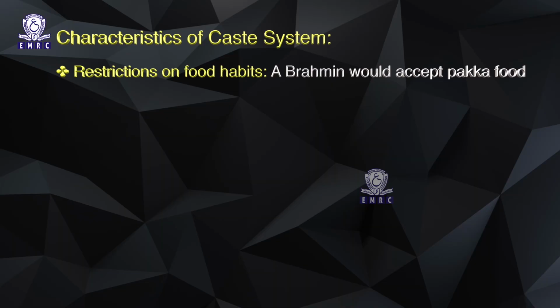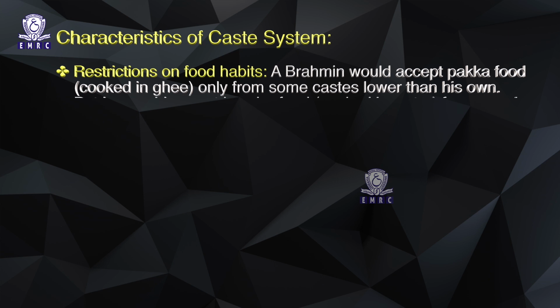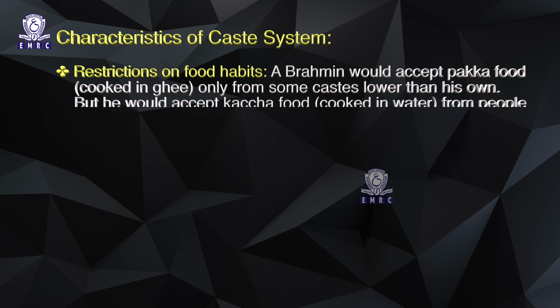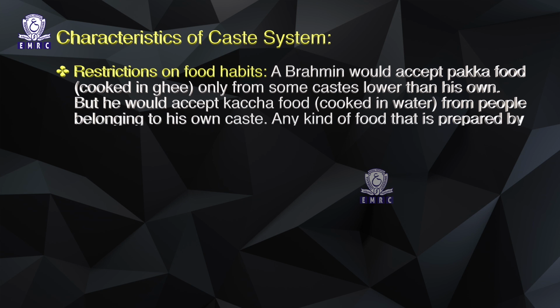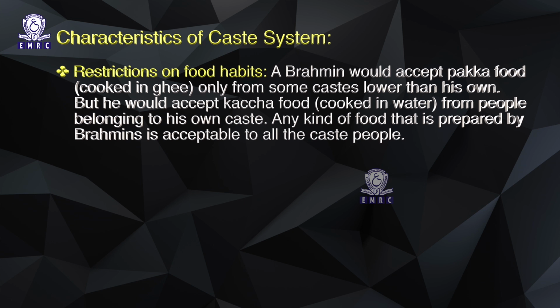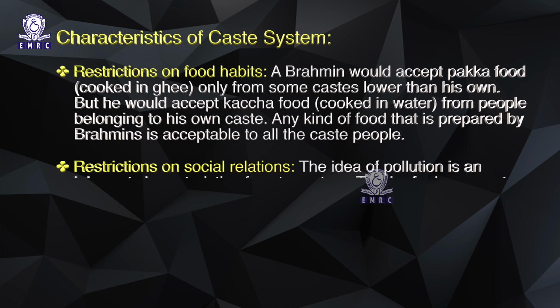A very important characteristic of caste is restrictions on food habits. A Brahmin would accept pakka food, that is food cooked in ghee, only from some caste lower than his own, but he would accept kacha food, that is food cooked in water, from people belonging to his own caste. Any kind of food that is prepared by Brahmins is acceptable to all caste people.